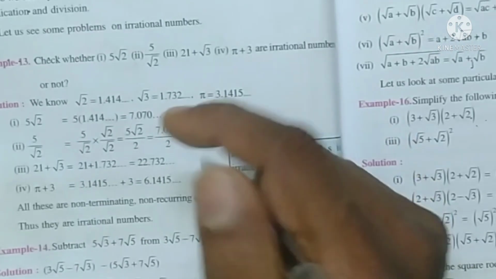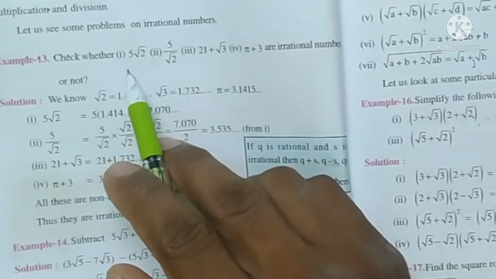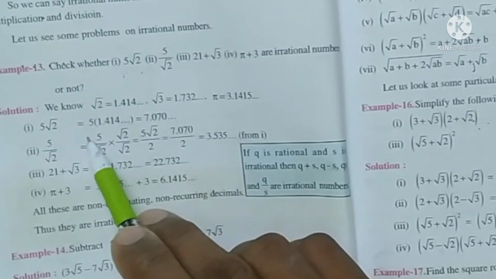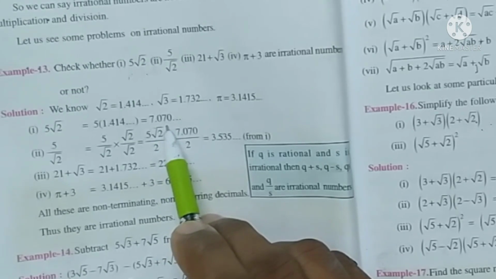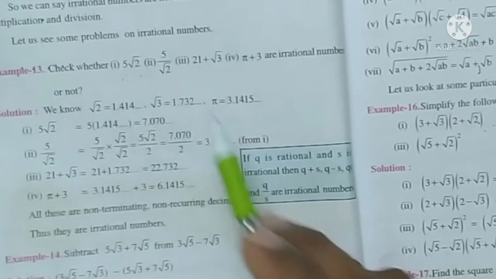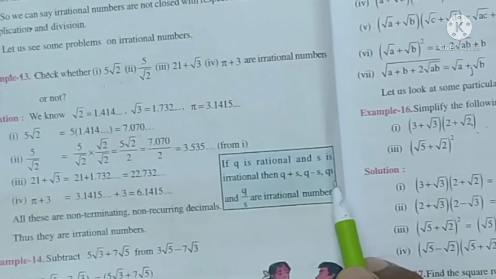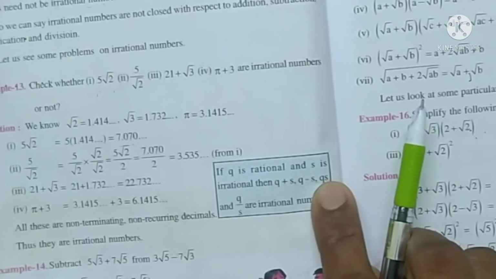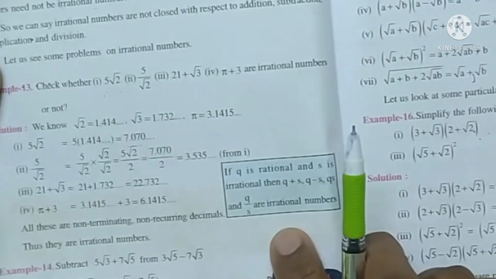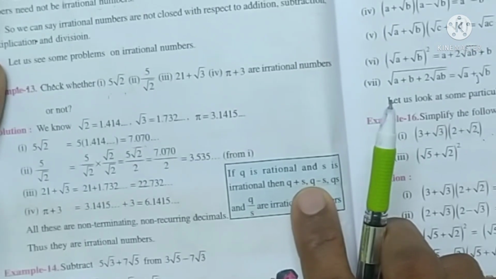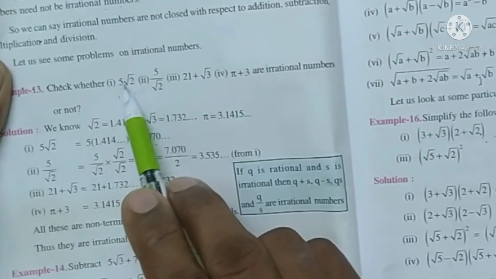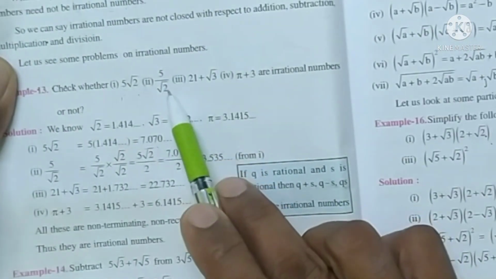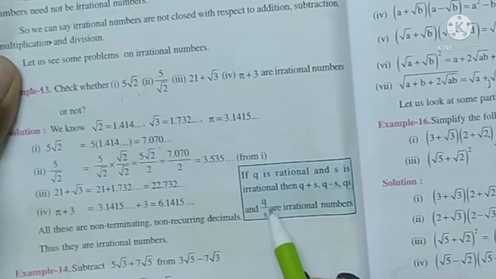So see here, pi is a rational number, root 2 is an irrational number. The result is an irrational number, right? So it is of the form P into Q. Here Q is rational, S is the irrational number. So it is of the form pi into root 2, Q into S, right? Here pi by root 2 is of the form Q by S.